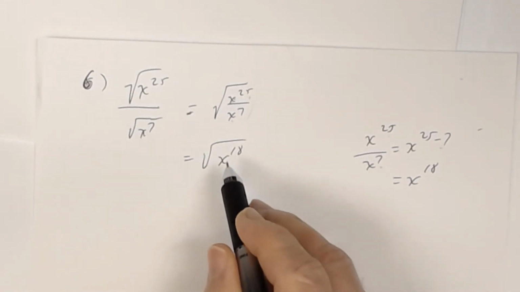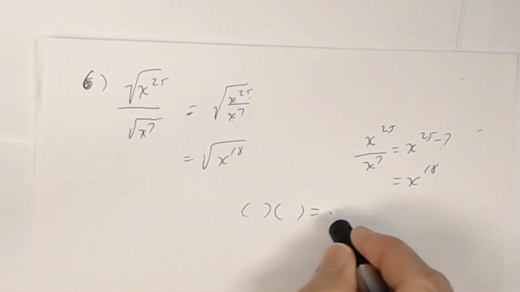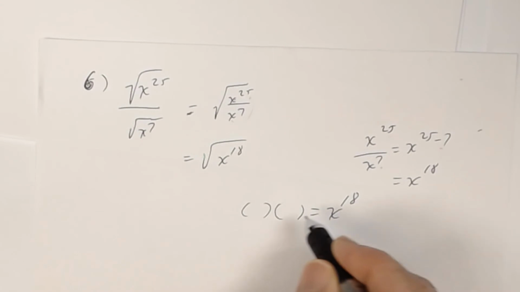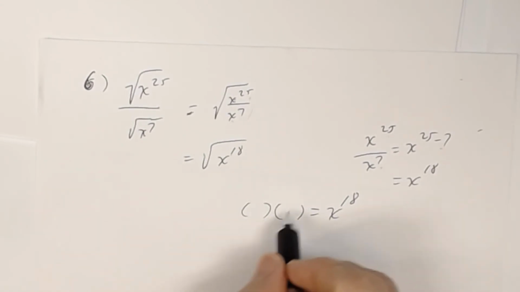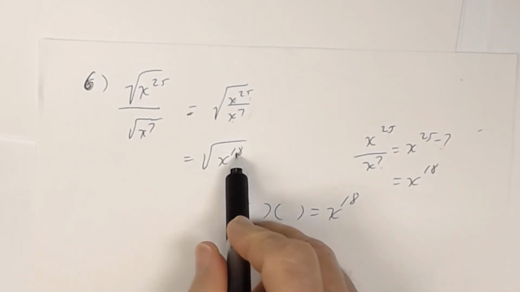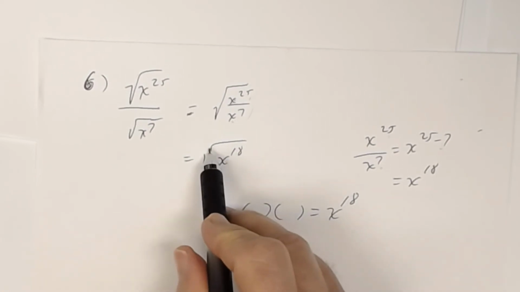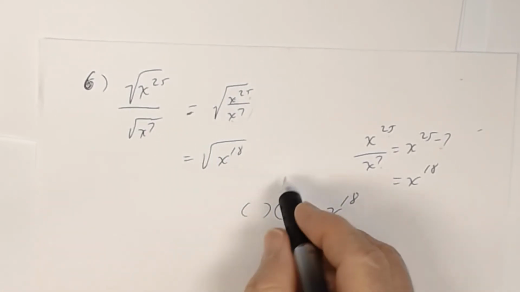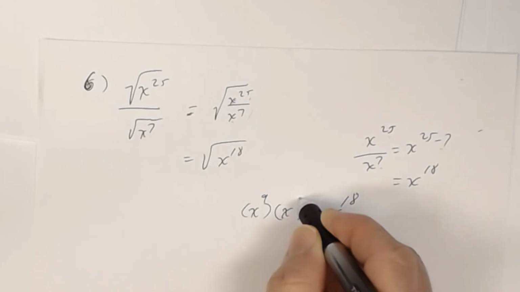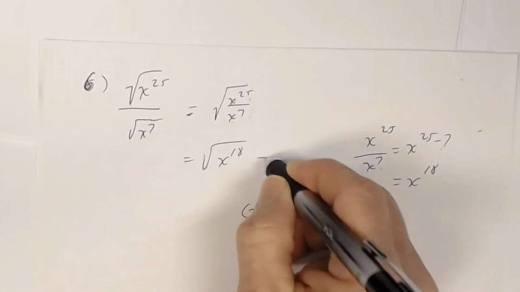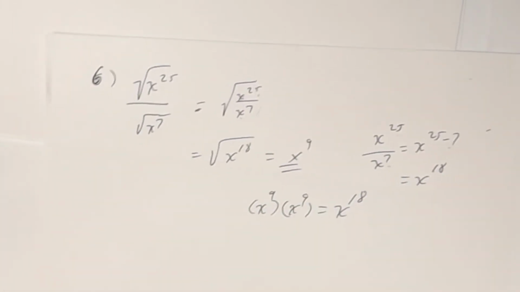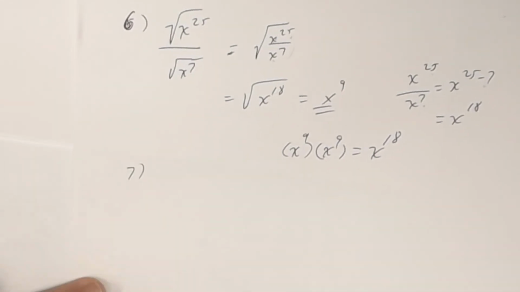And remember what that means. That means what times itself twice is x to the 18th. A quicker way to determine what goes here is to take your exponent and divide it by the index. So 18 divided by 2 is 9. So x to the 9th times x to the 9th is x to the 18th. So the answer is x to the 9th. All right, and let's do one more, number 7.